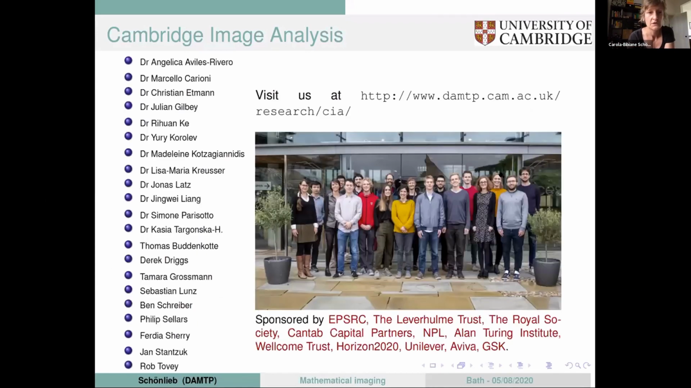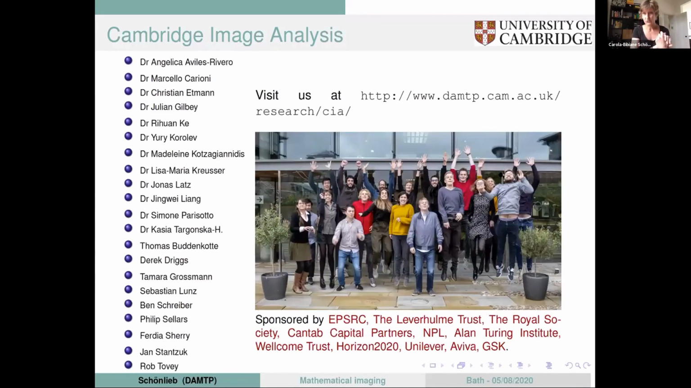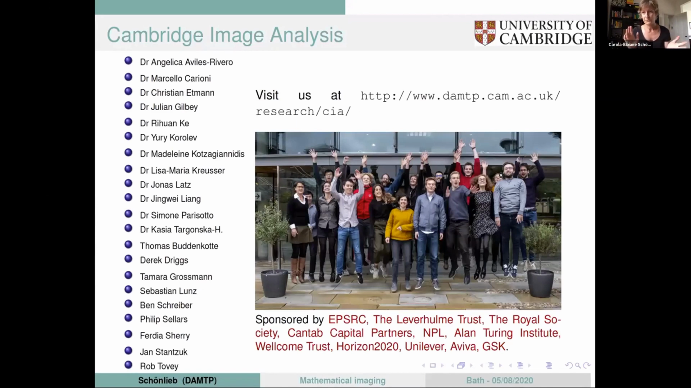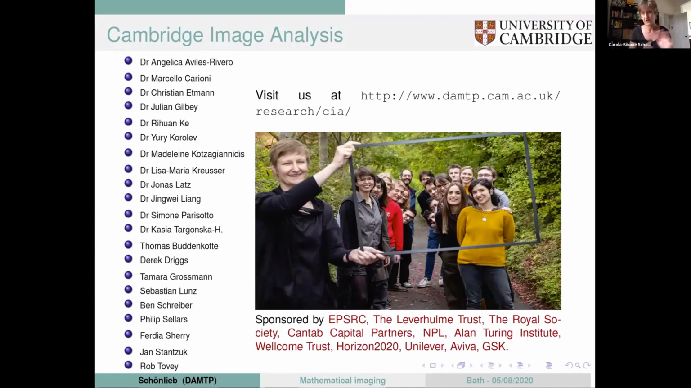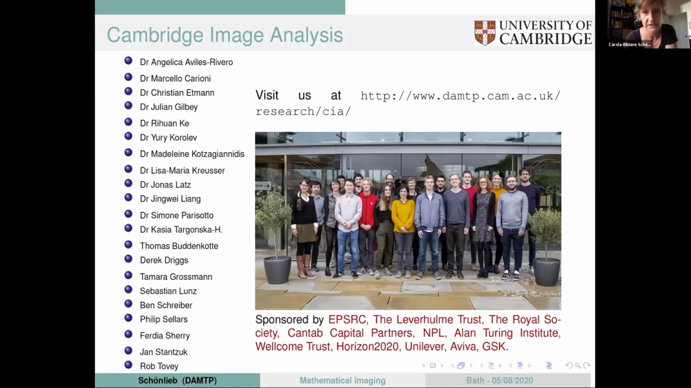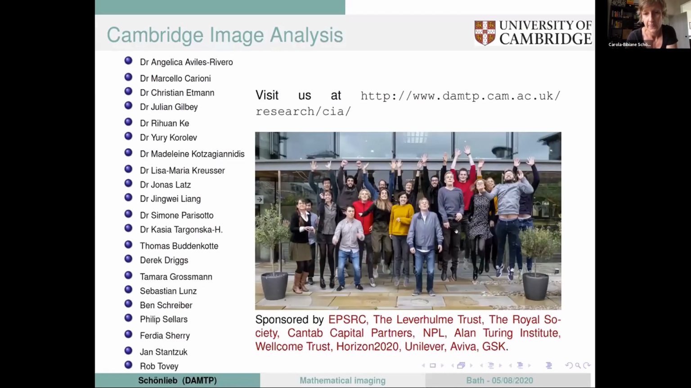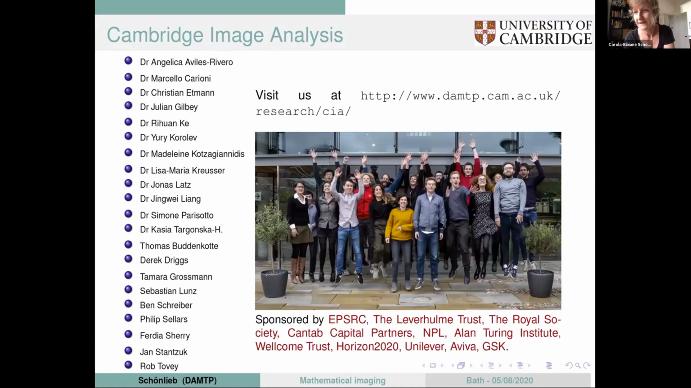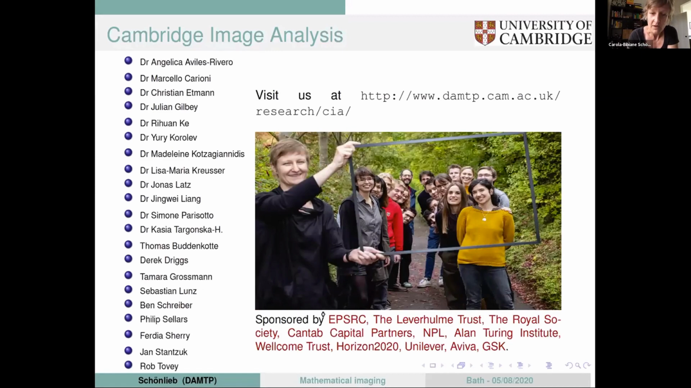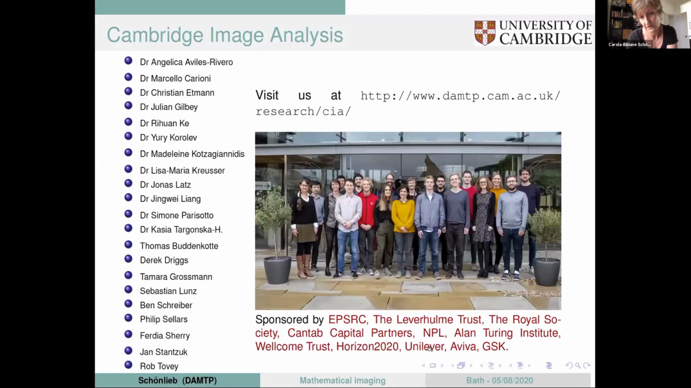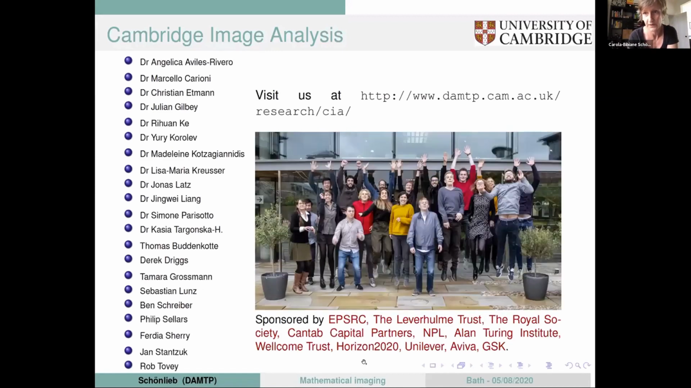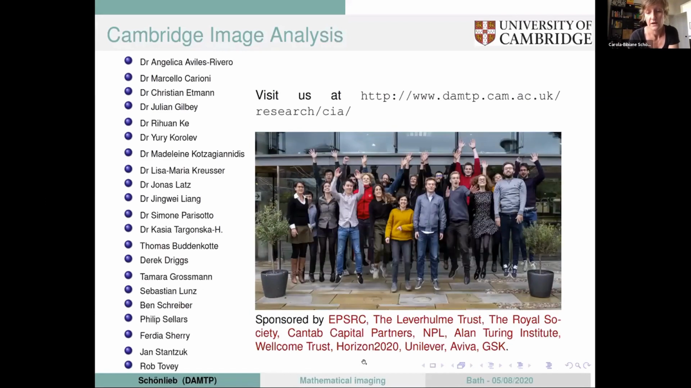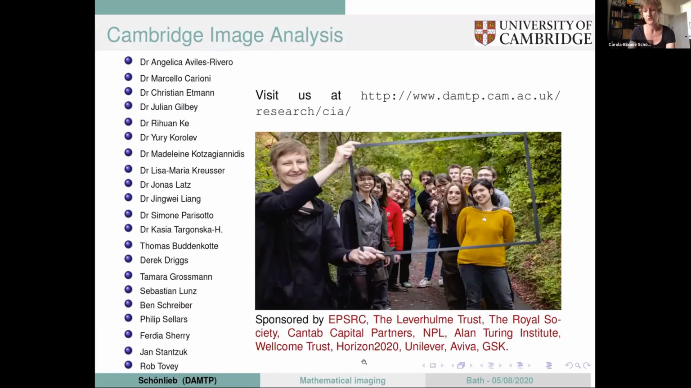Okay, so this is the Cambridge Image Analysis Group, or short CIA. We are about 20 people. Half of us are postdocs, the other half PhD students. And you can see that work in the CIA is fun, at least in our CIA. We are very fortunate to be sponsored by research council funding, private trust funding, as well as several industrial sponsors.